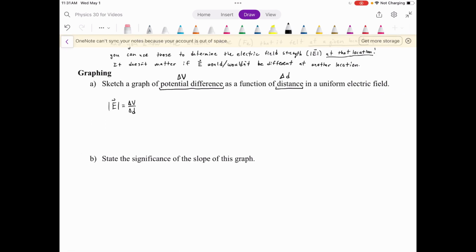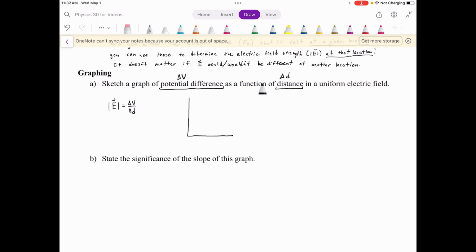All right, so we're sketching this graph. We're trying to graphically represent this relationship. Now, always the same thought process: we have to decide what goes on our y-axis and what goes on our x-axis. They were kind of nice here. They told us potential difference as a function of distance. So that kind of gives it away. Remember, it's always y as a function of x, responding as a function of manipulated.